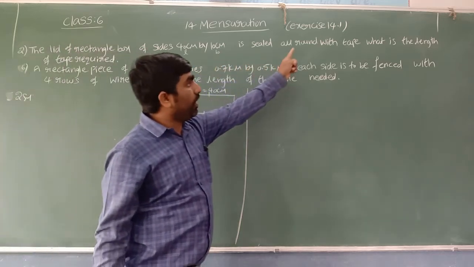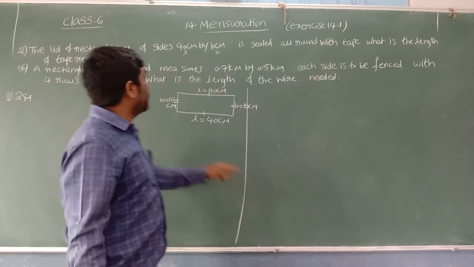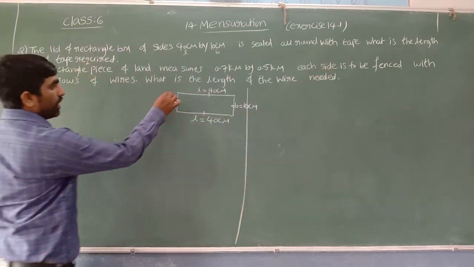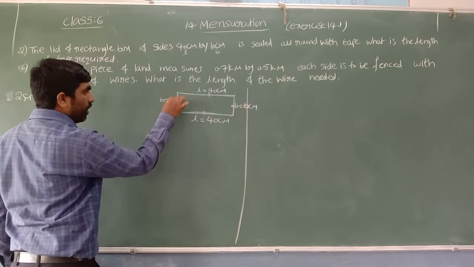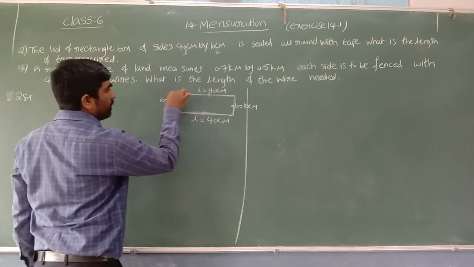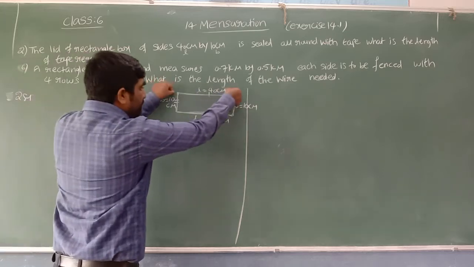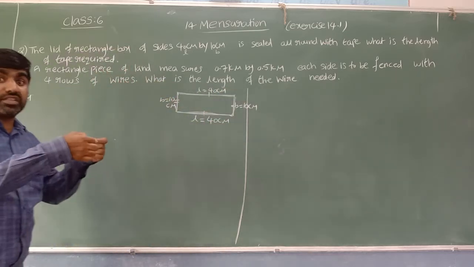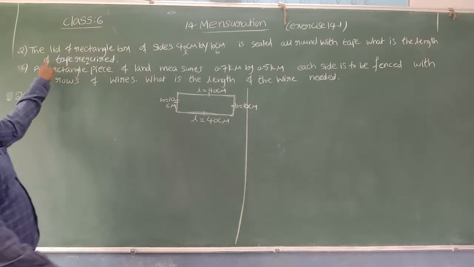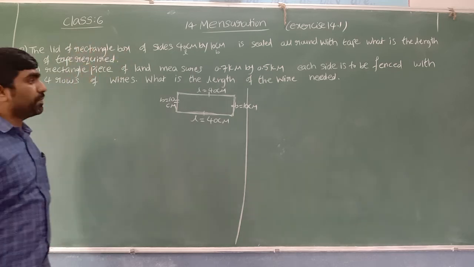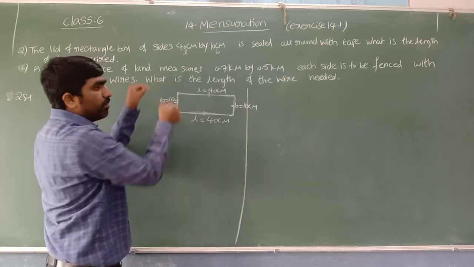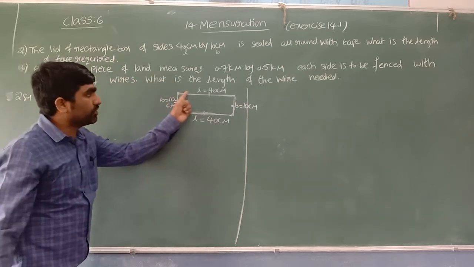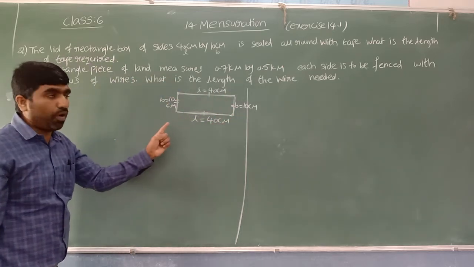It is sealed all around with tape. What is the length of the tape required? Now, all around means along the boundary, on the boundary they are going to cover with tape itself. The boundary of this box they are going to cover with tape itself. Asking what is the length of the tape required? To know the length of the tape required to cover the boundary, to know the length of the tape required to cover the box.